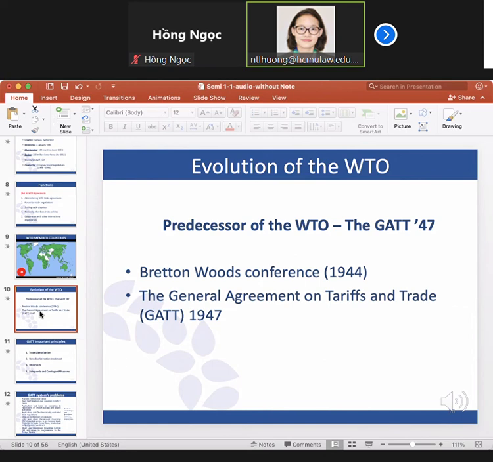conference, and also later after they discussed designing the ITO, they tried to negotiate for tariff reductions, which means they tried to cut down import tariffs so that goods can easily enter each domestic border. Okay, so that is the reason why it is important.